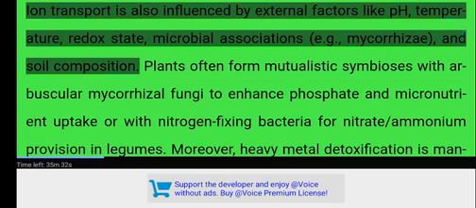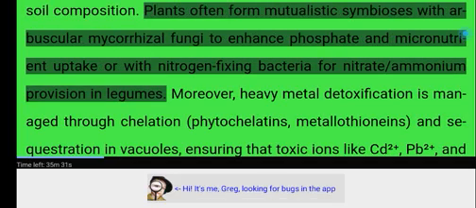Ion transport is also influenced by external factors like pH, temperature, redox state, microbial associations, e.g., mycorrhizae, and soil composition. Plants often form mutualistic symbiosis with arbuscular mycorrhizal fungi to enhance phosphate and micronutrient uptake, or with nitrogen-fixing bacteria for nitrate and ammonium provision in legumes.